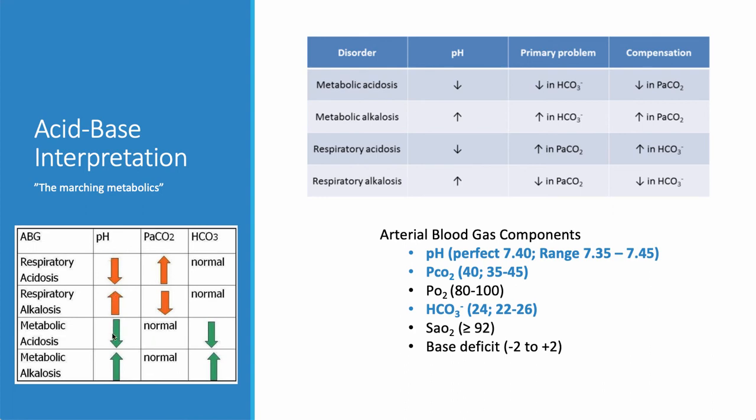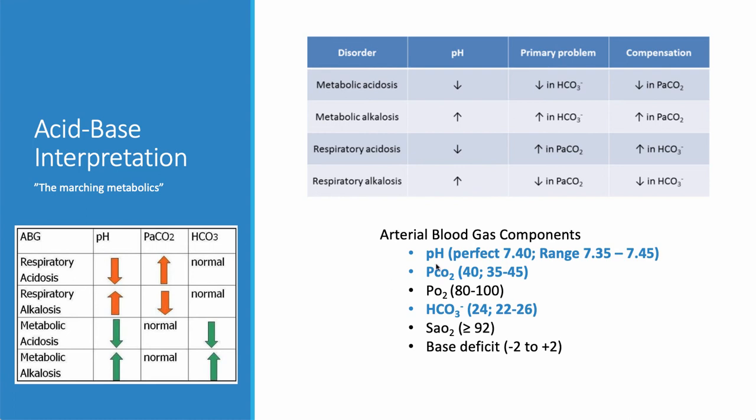So if the pH goes down, that's acidosis, right? So this is a metabolic acidosis, when the bicarb goes down and the pH goes down. It's metabolic alkalosis if the pH goes up and the bicarb goes up. Okay? So the marching metabolics are what I refer to this as. And I can easily tell in somebody with acute acid-base abnormality what's going on here. I can tell that this is a metabolic process because the bicarb is going in the same direction as the pH.